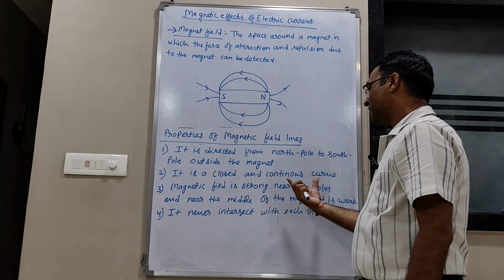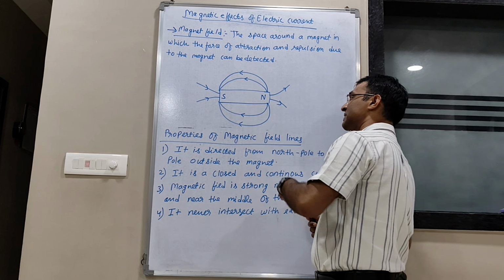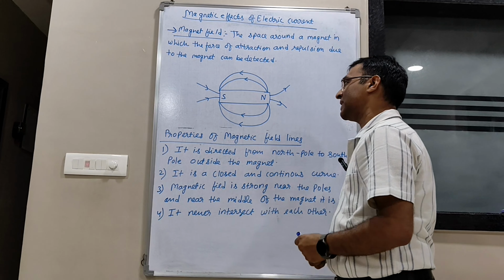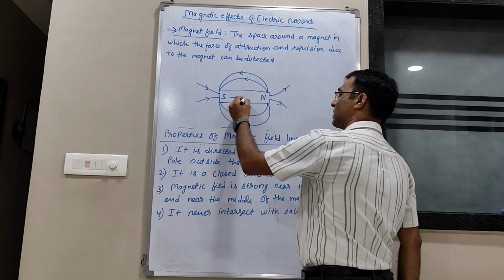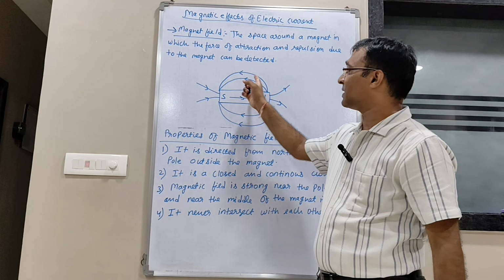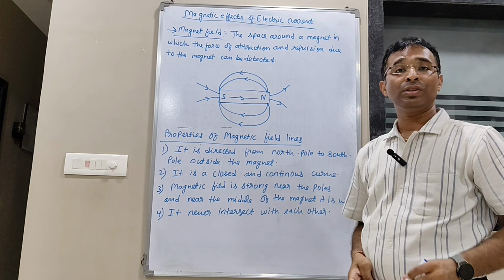Second, it is a closed and continuous curve. As you can see, starting from the north pole and ending at the south pole, and inside the magnet it travels from the south pole to the north pole. So in this sense it forms a closed loop.